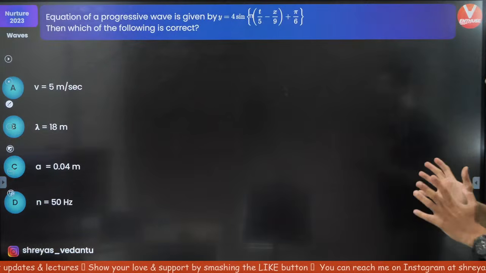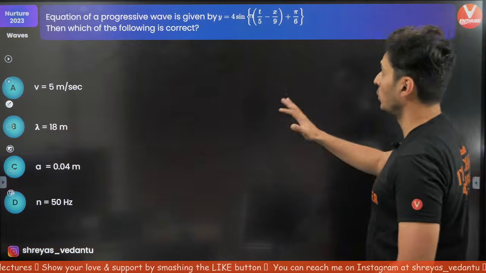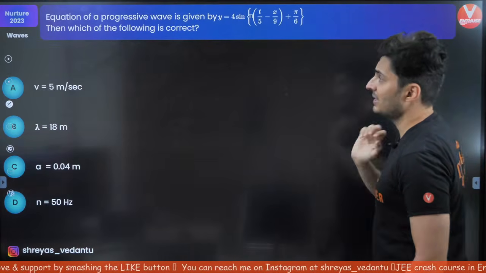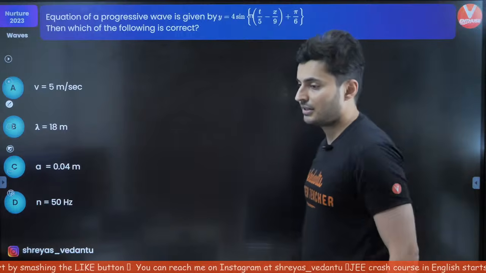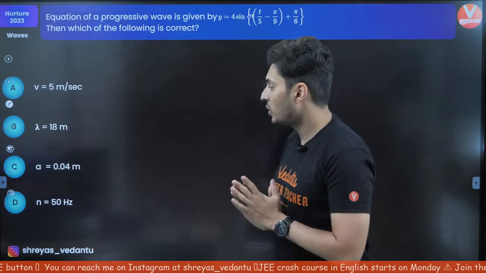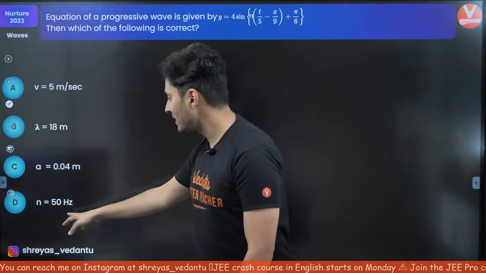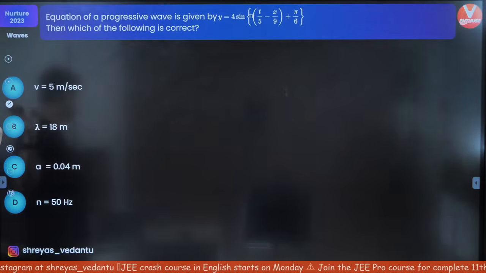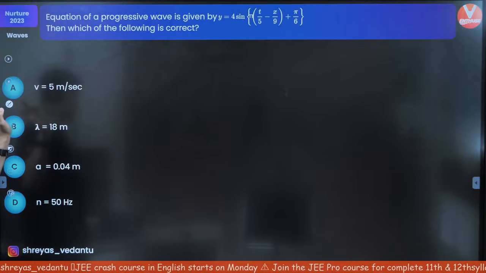Equation of a progressive wave is given by y = 4 sin(πt/5 − πx/9 + π/6). Which of the following is correct? Speed is 5, wavelength is 18, A is 0.04, or frequency is 50 Hertz. Let's see how many of you can solve this question. Figure this out. Only one of them is obviously correct.